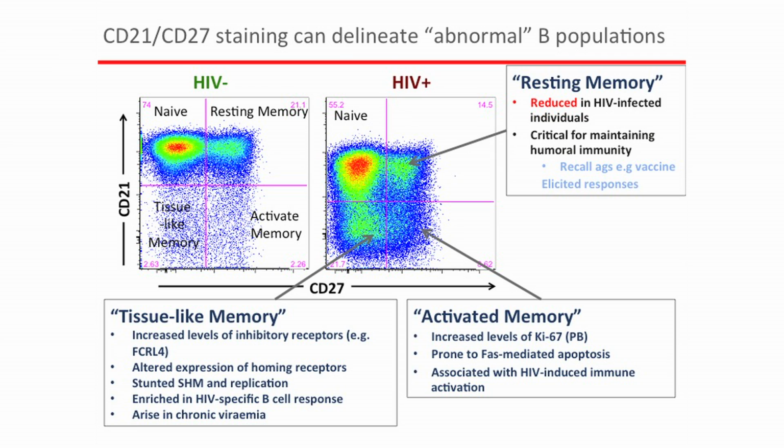Finally, you have this resting memory population, which is reduced in HIV-infected individuals. And this is critical for maintaining humoral immunity to recall antigens.